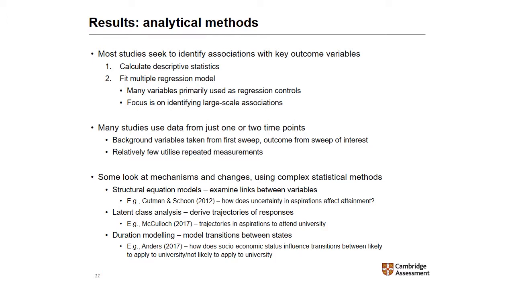Latent class analysis was used to derive trajectories of responses, so look at how things change over time. So for example, McCulloch looked at trajectories in aspirations to attend university. And duration modelling, or survival modelling as it's known, could model transitions between different states. So Anders, for example, looked at how socioeconomic status could influence whether people were likely to apply to university or not likely to apply. So more complex aspects of the data can be used, but it does require more complex statistical methods.